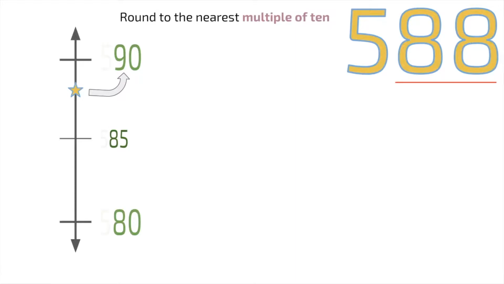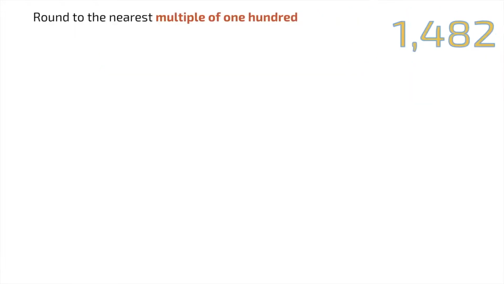So let's add that 500 back. 588 would round to 590. Okay, big number, ooh, and we're rounding to the nearest 100. We're rounding to the nearest multiple of 100, not tens anymore.